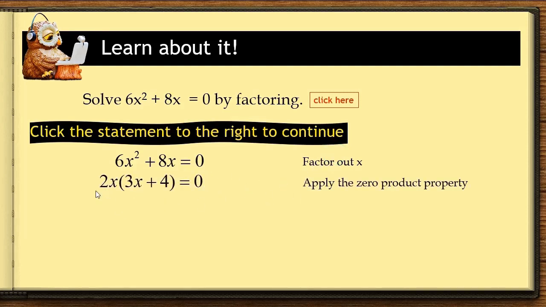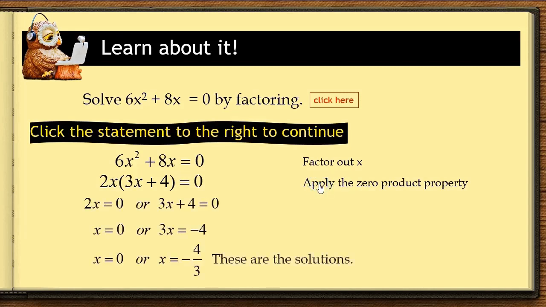And if we divide 6x squared by 2x, we will have 3x inside. And if we divide 8x by 2x, the answer will be 4. Now, by applying the zero product property, we will easily find the value of x. And the solutions are 0 and negative 4 over 3.